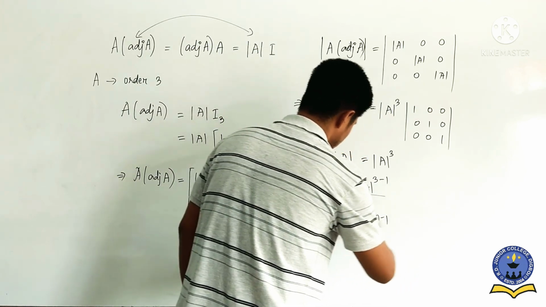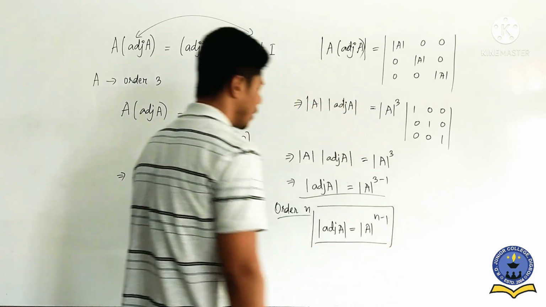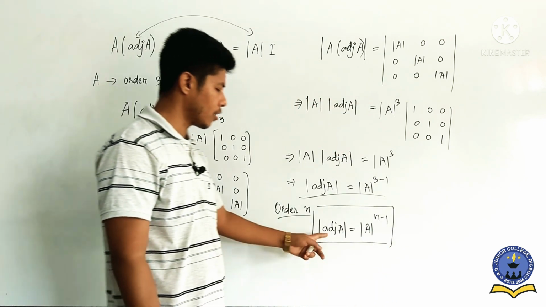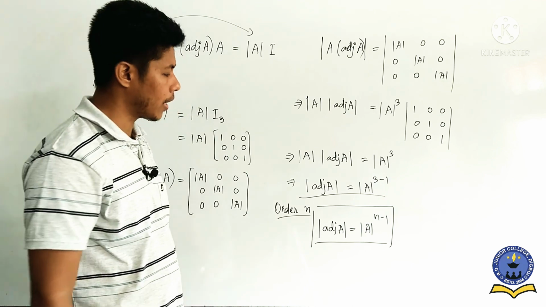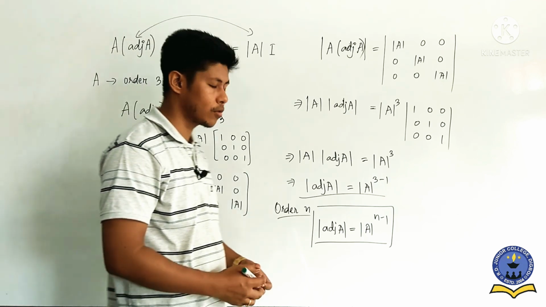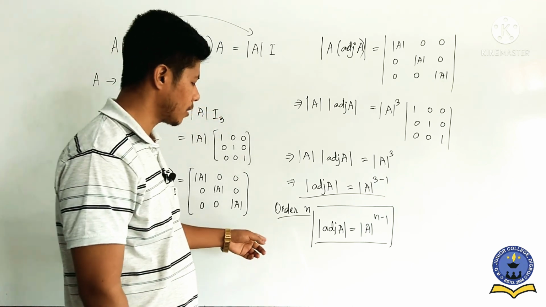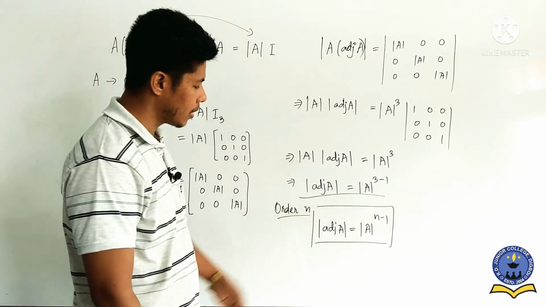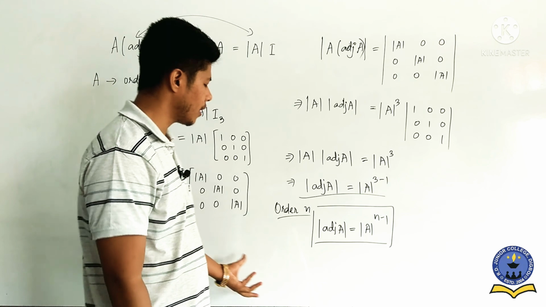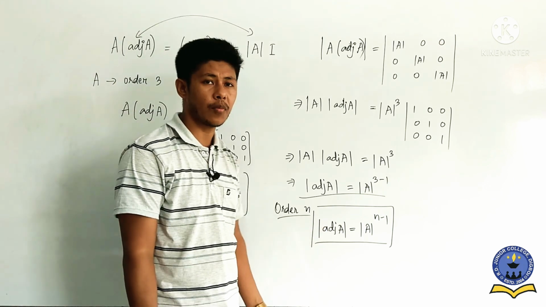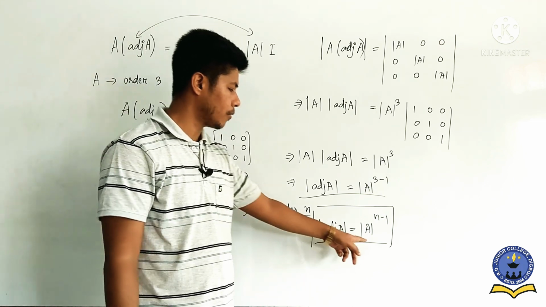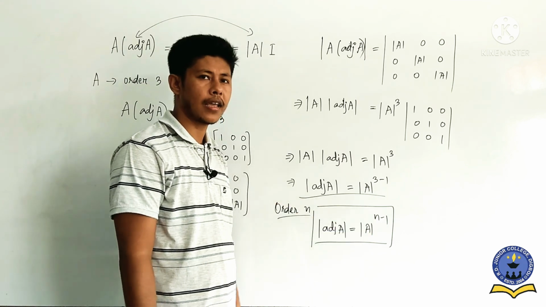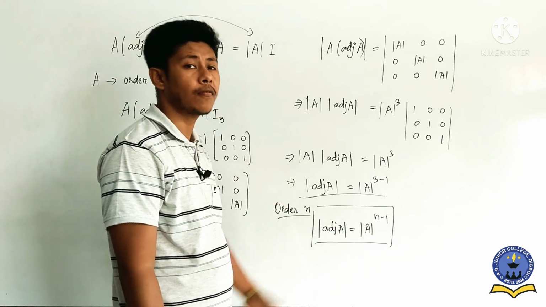So this one is the general formula, and this formula we have to remember. Determinant of adjoint of A equals determinant of A to the power n minus 1, where n is the order of the matrix. So if order n is given, then we have to apply this formula. In exam, if the question is, if order is 5, find out the determinant of adjoint of A, we directly write down the answer like this: determinant of A to the power 5 minus 1.